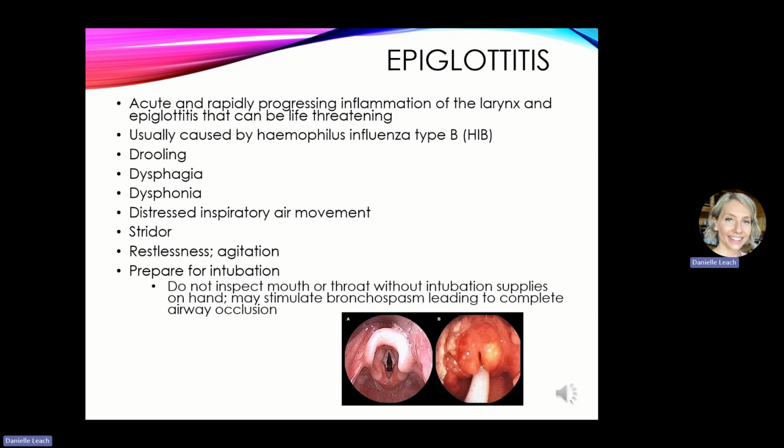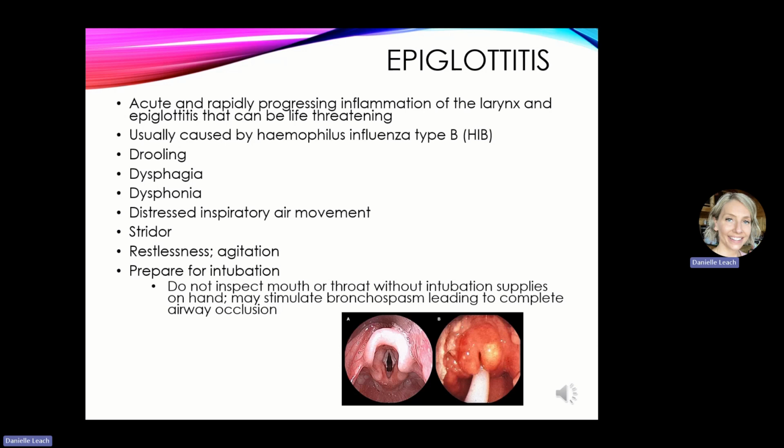So we basically want to keep the child very calm. We want to encourage them not to cry. We don't want to make them agitated in any way. Sometimes with these children, they may take them straight to the OR to intubate them. Because if we even try to put in an IV in a child that's say 3 years old, they're probably going to start freaking out and crying. So they may have to go to the OR to get inhaled anesthesia, and then the anesthesiologist can put in their IV, and then they can intubate them all at the same time.